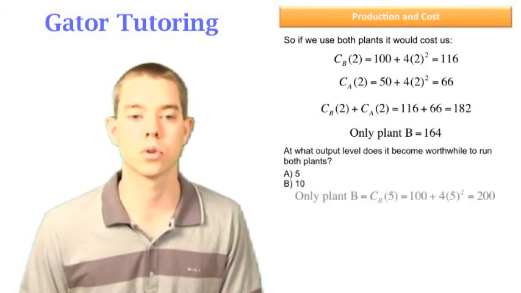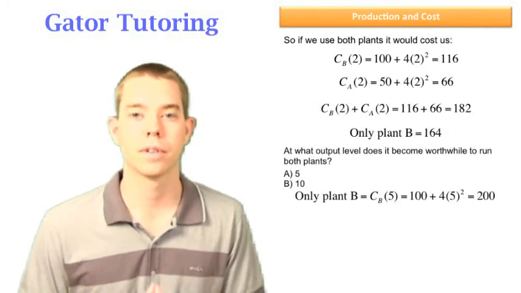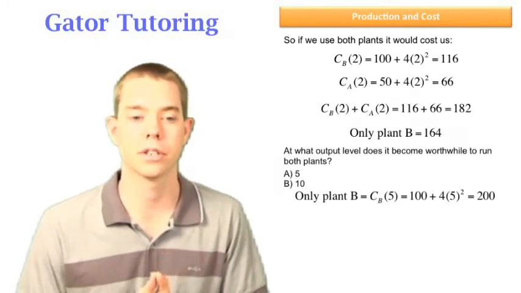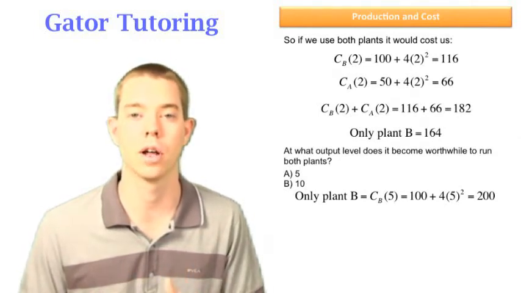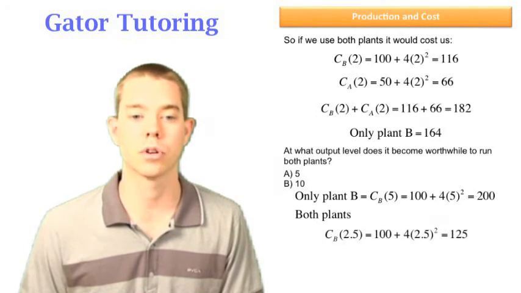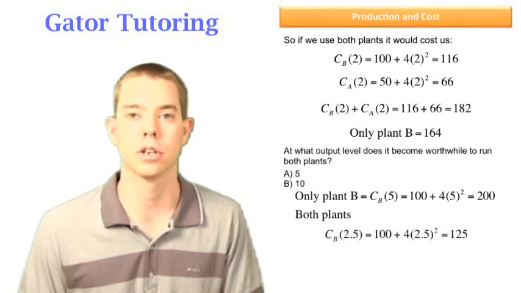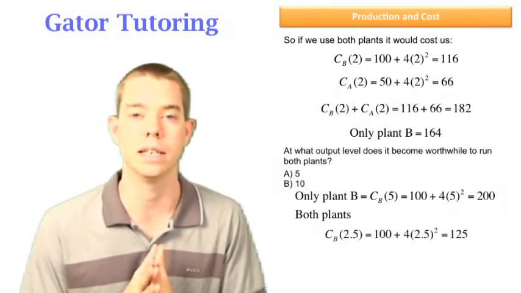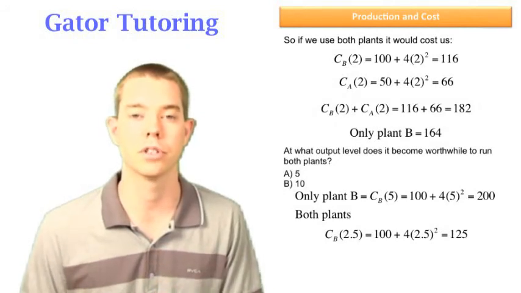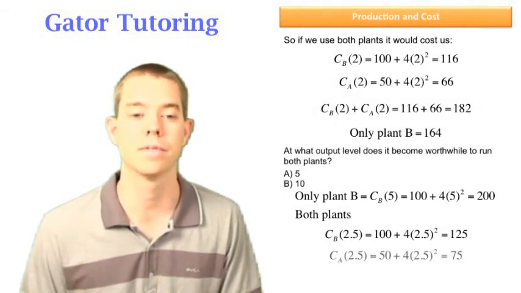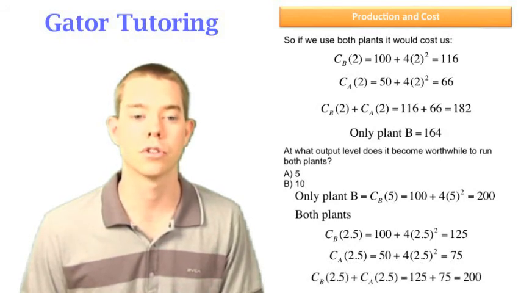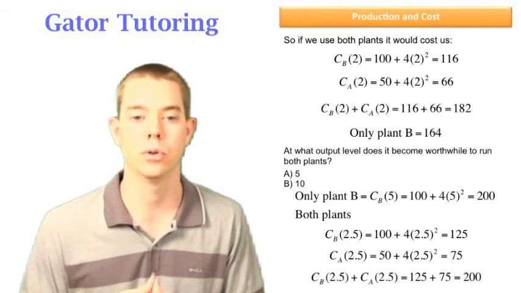Now let's look at the next choices. 5, let's take 5 units for instance. Only in plant B, we plug in 5, we see that would cost us $200. Well, if we use both plants, we would set the marginal cost equal. We know that we're going to split production and produce 2.5 units in each plant. So 2.5 units in B would cost us 125, and 2.5 units in A would cost us 75. So the total cost is 200.